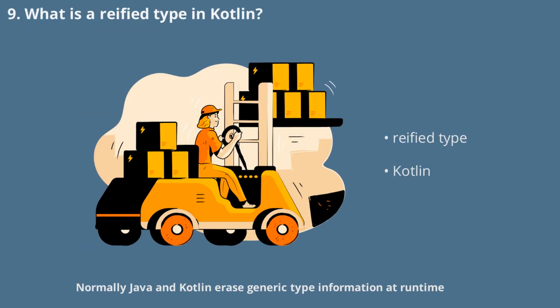Normally, Java and Kotlin erase generic type information at runtime, so List<String> and List<Int> look the same to the JVM. By using an inline function with the reified keyword, you can preserve the actual type at runtime, allowing you to check types directly.